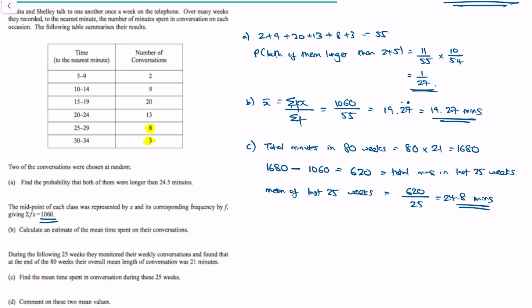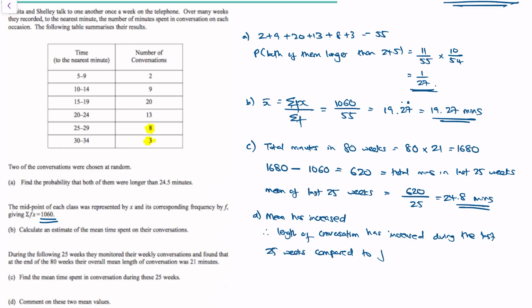Comment on these two mean values. So the mean has gone from 19.27 to 24.8. So that means the mean has increased. Therefore, the length of conversation has increased during the last 25 weeks compared to the first 55 weeks.